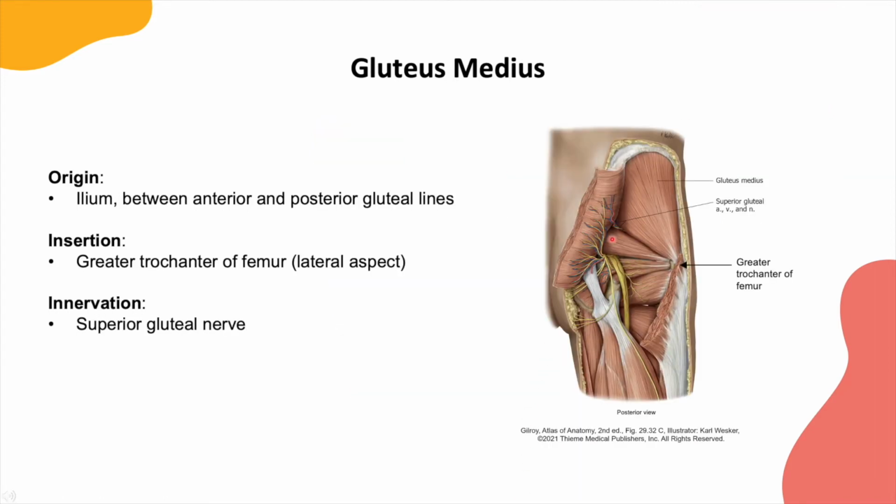Deep to gluteus maximus is gluteus medius, which originates on the ilium between the anterior and posterior gluteal lines. Gluteus medius then travels distally and slightly laterally to insert on the lateral aspect of the greater trochanter of the femur. The superior gluteal nerve and arteries supply innervation and blood, respectively, to gluteus medius.